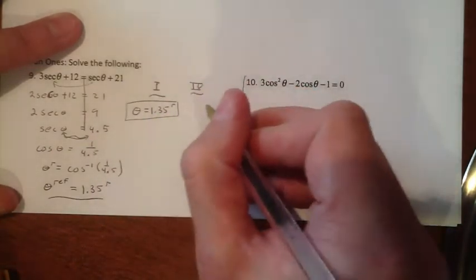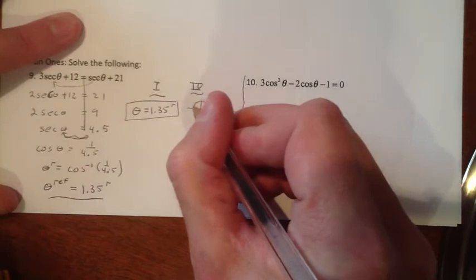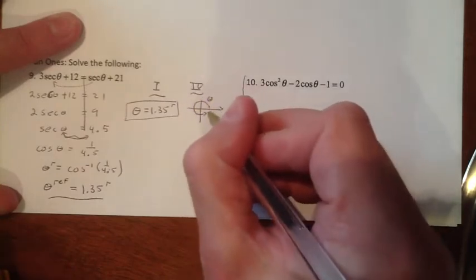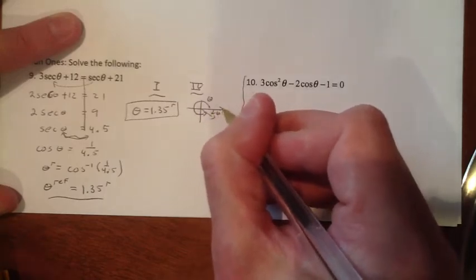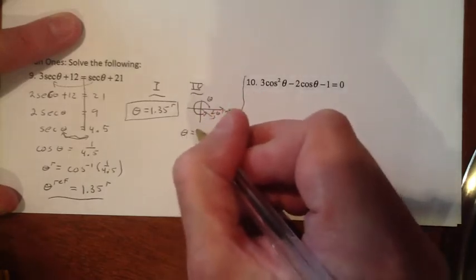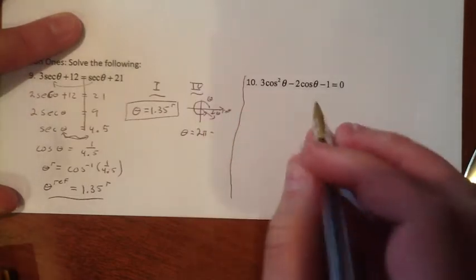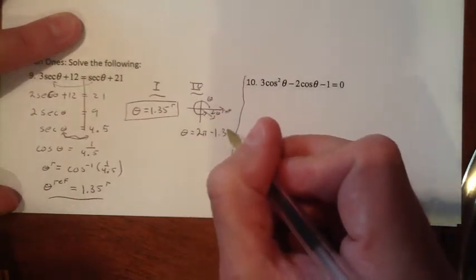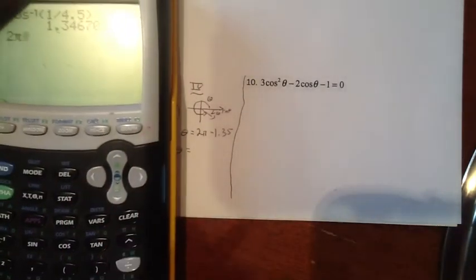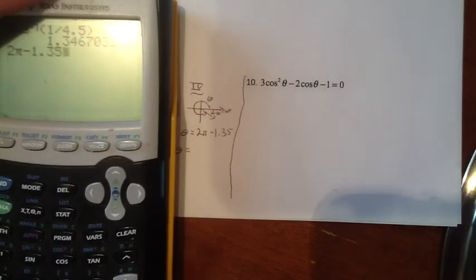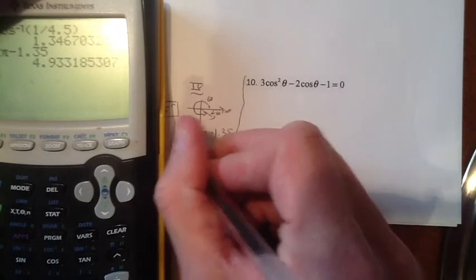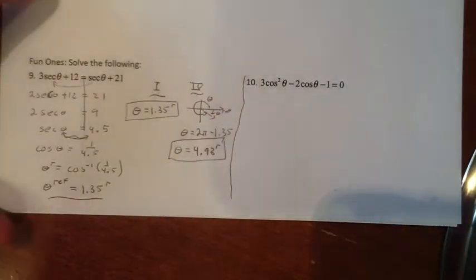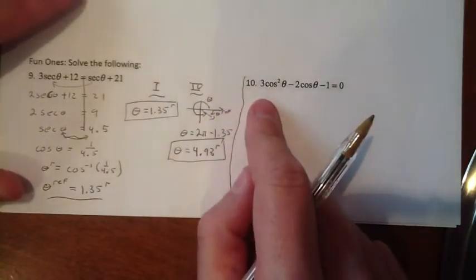Now to get quadrant 4, remember, we've got to think a little bit. This is the angle we're looking for. So we're going to take 2 pi minus our reference angle, 1.35. And that's pretty easy to do. 2 pi minus 1.35 gives me an angle of about 4.93 radians. There we go.